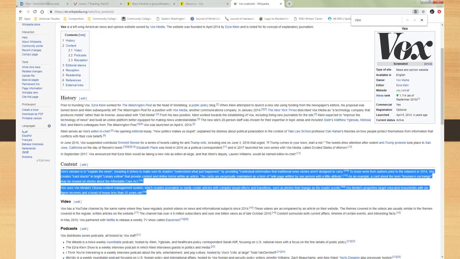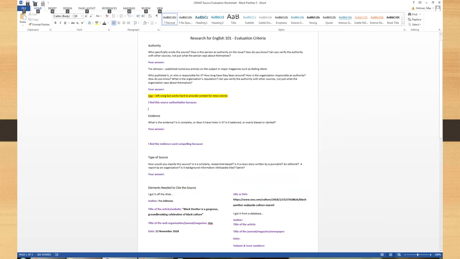So I'm going to say, depending on the evidence, it seems okay to use this Vox article in my essay. So that's what I put. They do have a left-wing bias, but they work hard to give context for their news stories. That seems like a very reliable mission, that the information is going to have some political bias, but for the most part, it'll be fairly reliable. So finally, though, to really say yes, I'll use this in the paper, I'm going to look at the evidence.